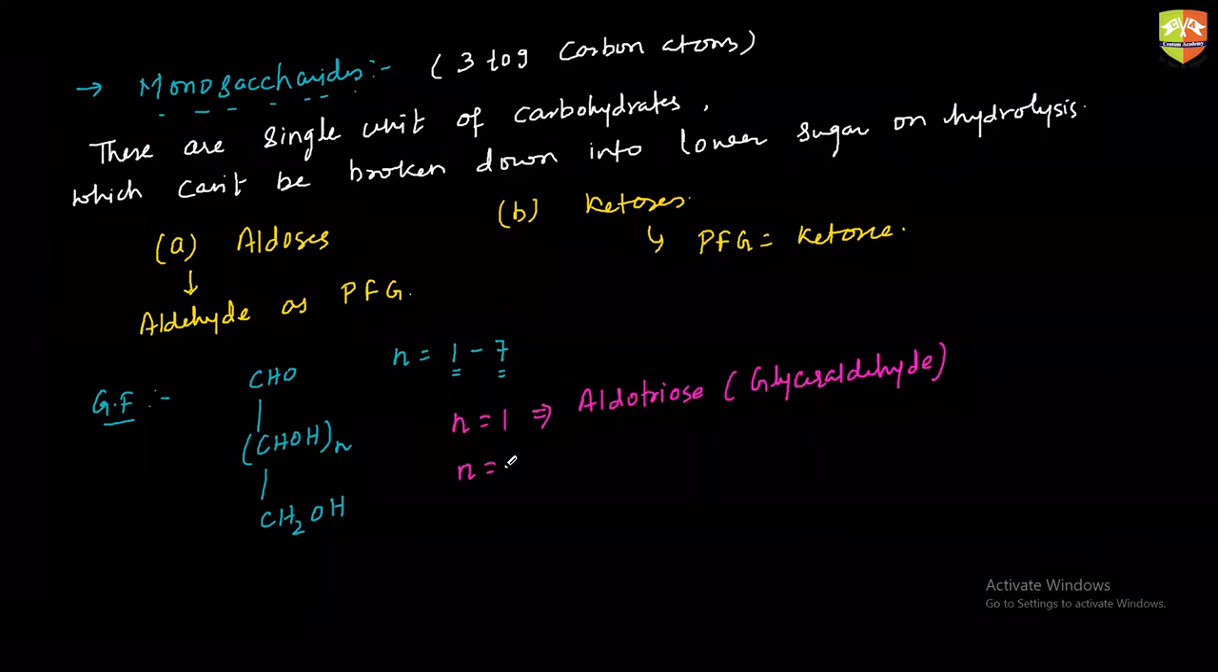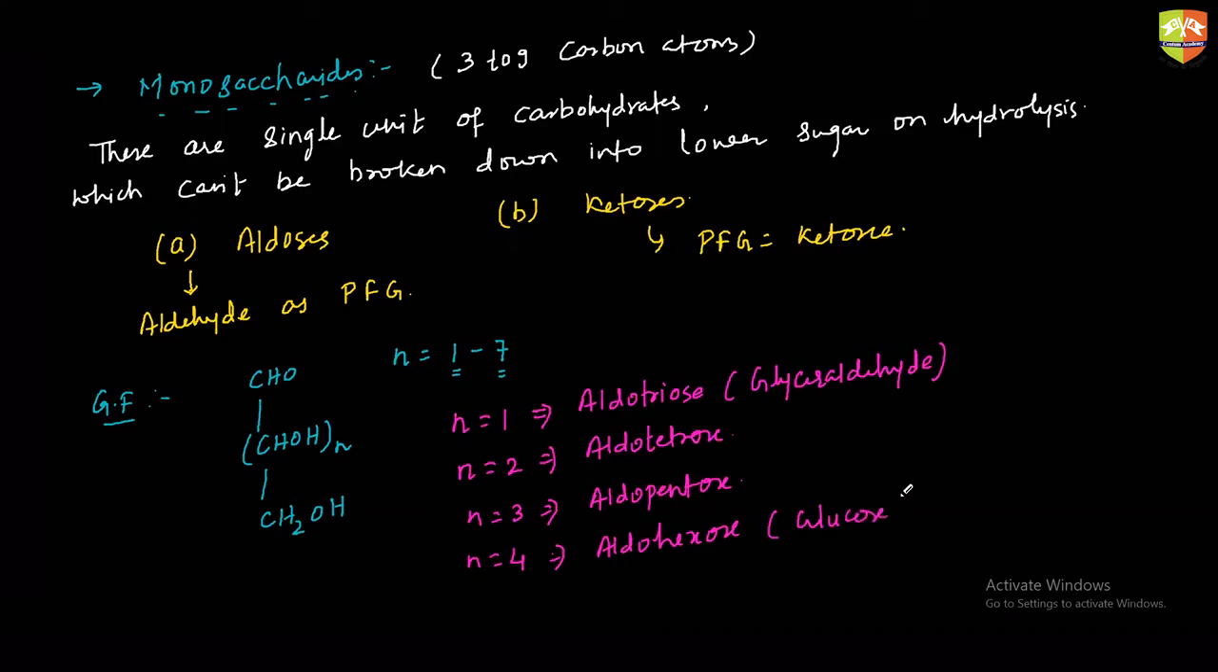If n is equal to 2, what is the general name of this compound? It is aldotetrose, because the number of carbon atoms is 4. If n is equal to 3, the number of carbon atoms is 5, it is aldopentose. n is equal to 4, it is aldohexose. Aldohexose is nothing but glucose, a derivative of glucose. So that's why this name is also very important. Aldohexose, the other name of glucose.